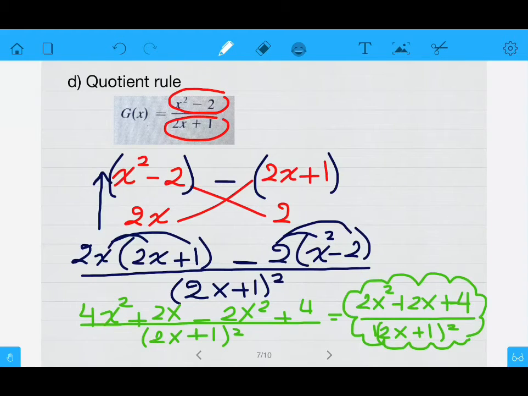Some person, we will take the common factor of 2 outside, then we have x squared plus x plus 2. Okay, no problem, I will not change my answer.